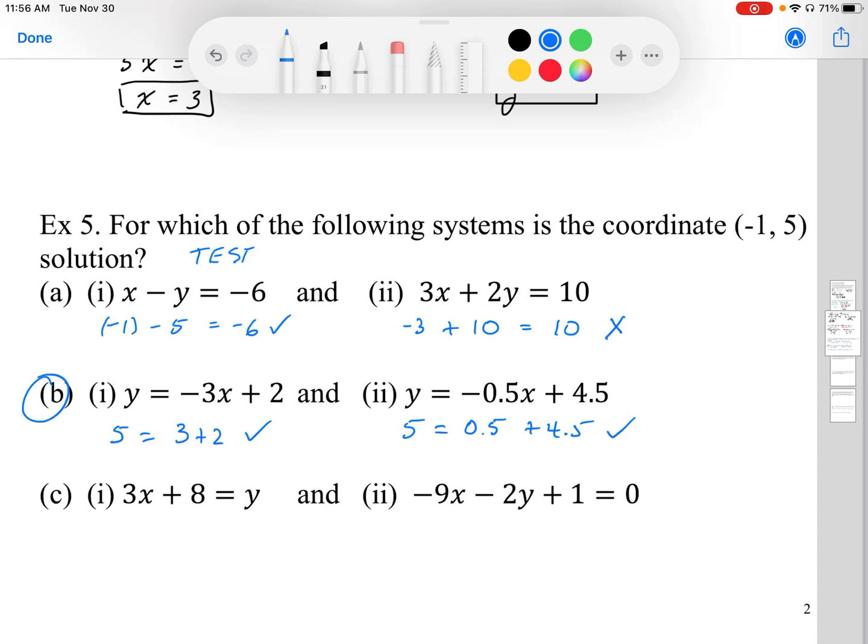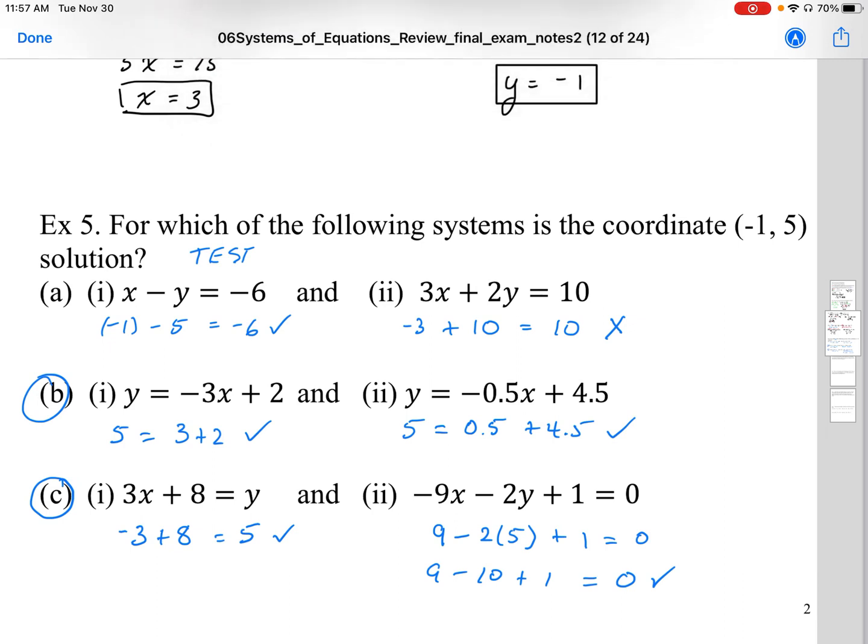We do the same thing with the last one. Negative 1 times 3 is negative 3, plus 8 is equal to y, which is 5. Okay, that's checked, so it means it's on equation 1. I'll do the same thing with negative 1 and 5 in the second equation. Negative 9 times negative 1 gives me positive 9, minus 2 times 5, that's 10, plus 1 is equal to 0. Here I get 9 minus 10 plus 1. That becomes positive 10 minus 10, which is equal to 0. Check. So negative 1, positive 5 is a solution to this system in C.